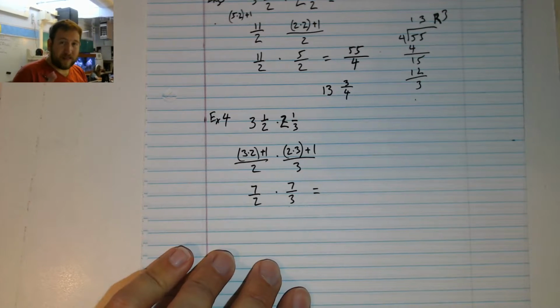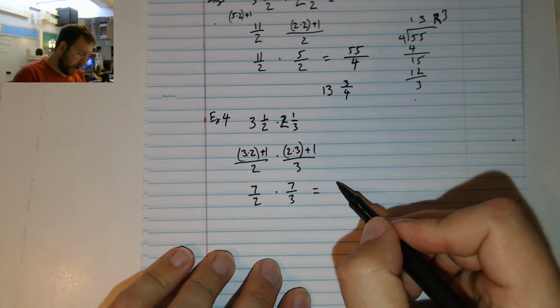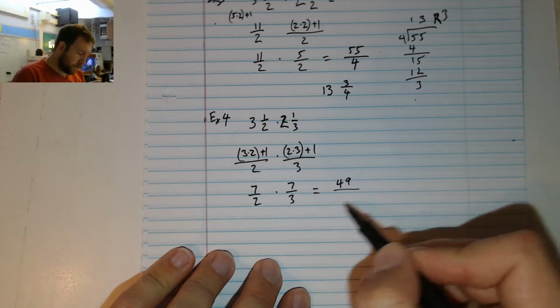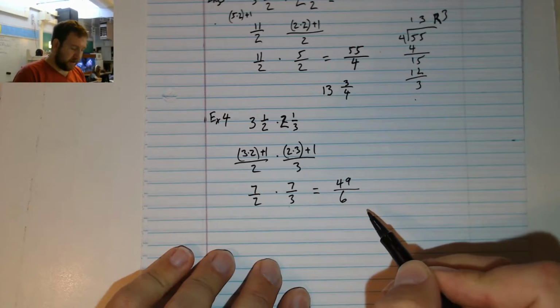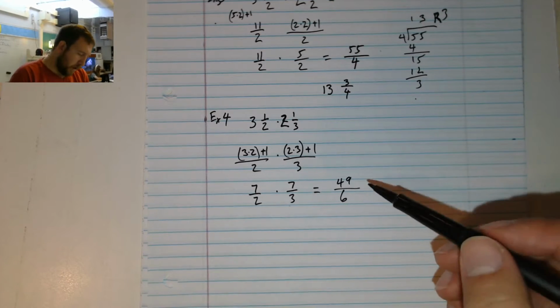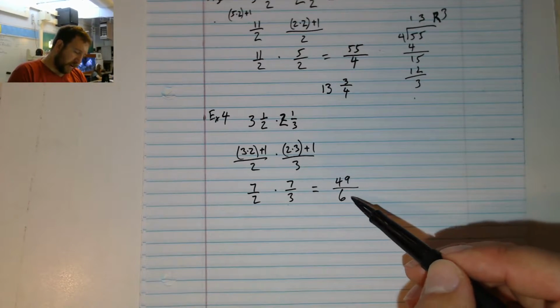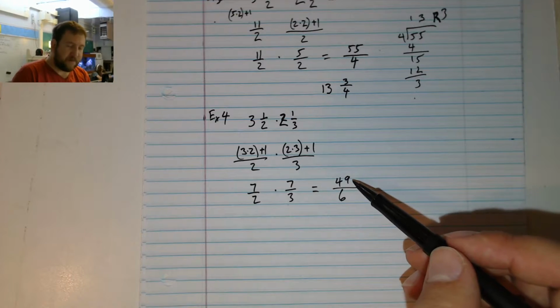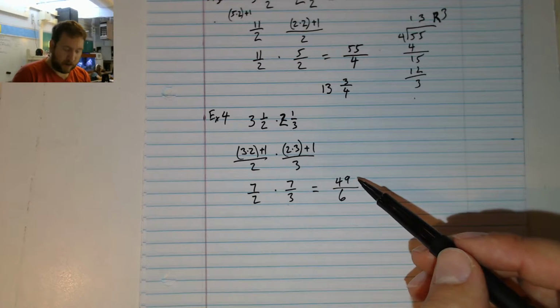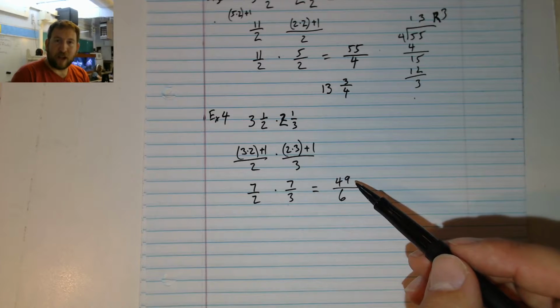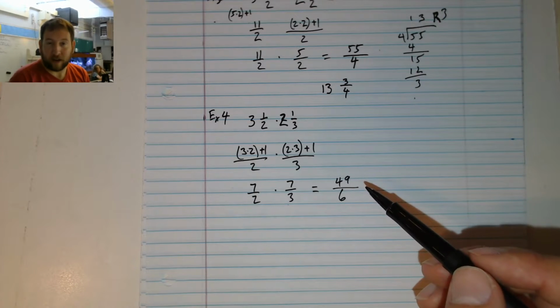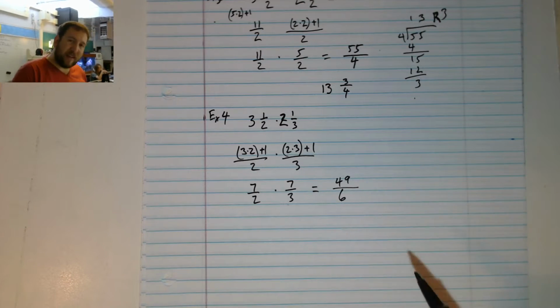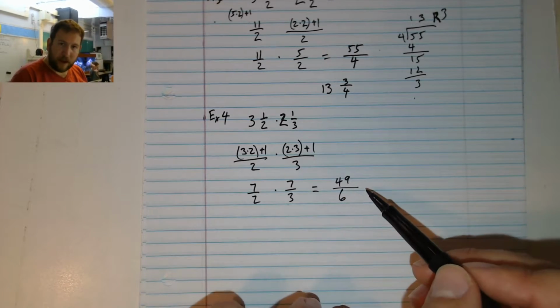7 times 7, that's a perfect square. I should definitely know that. And that's going to be 49. 2 times 3 is 6. All right, let's take a look. 6, can I fit into anything? Now, 49 is one of those weird numbers that very few numbers fit into it. And 7, I believe, is the only one, aside from 49 and 1, of course. So I think I am set to be simplified right here.